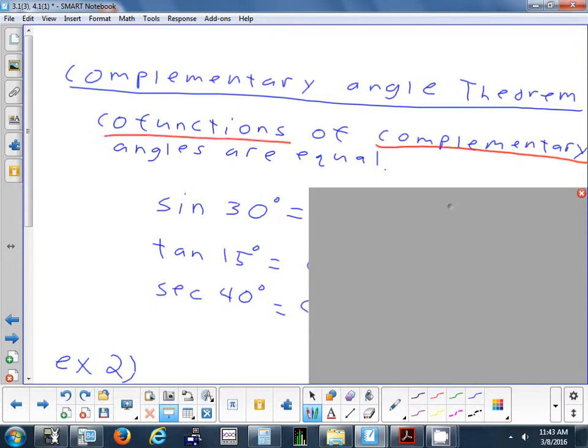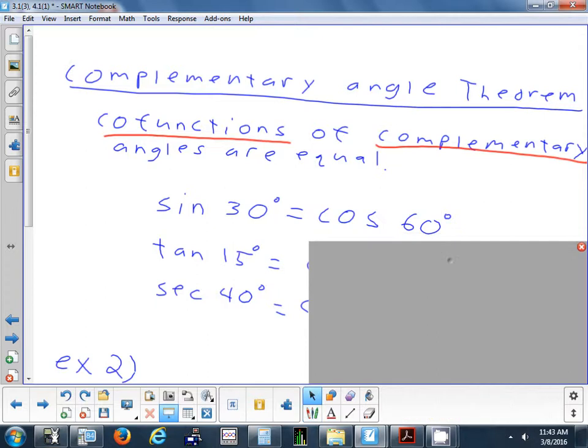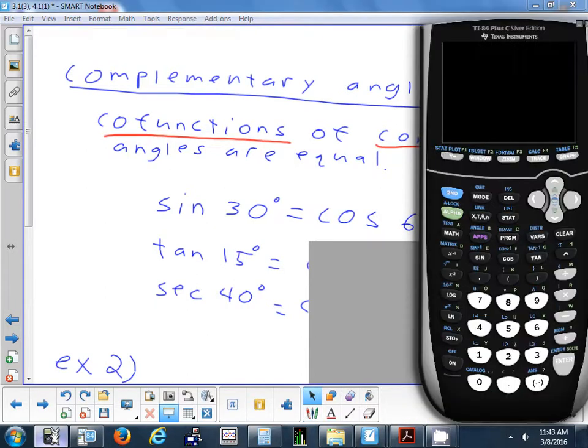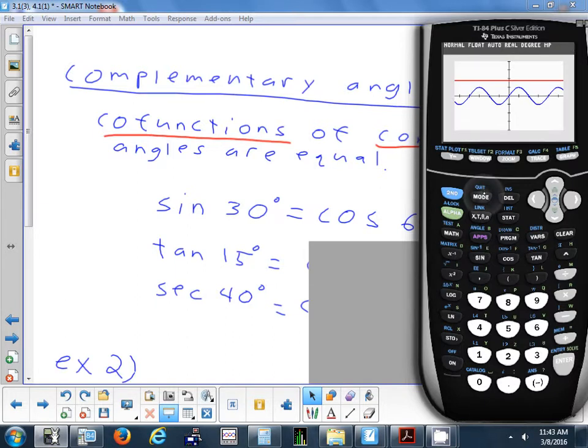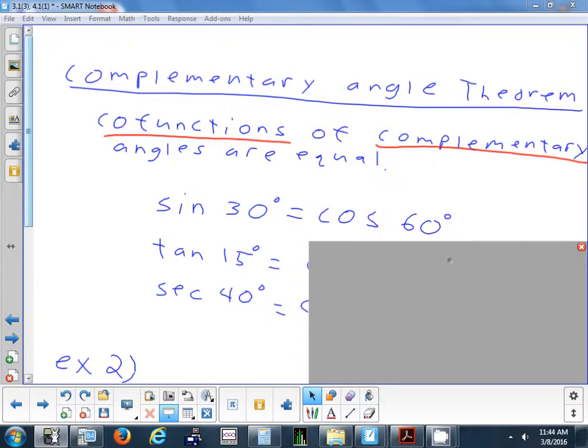Okay? So let's start with the cofunction. What's the cofunction of sine? Cosine. And what's the complement of 30? 60. Right. So if you took, on your calculator, if you took the sine of 30, or you do cosine 60, you get exactly the same thing. Now, this theorem doesn't tell you that the value is 0.5. All it tells you is whatever the value is with what's on the left, it's the same as what's on the right. Okay.